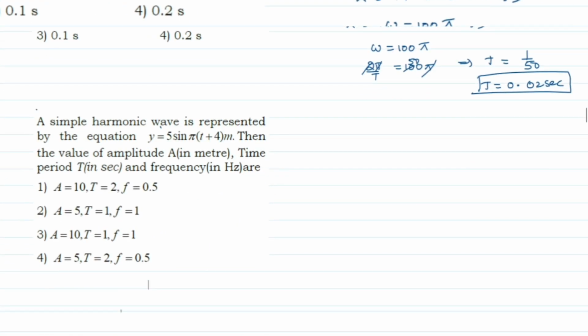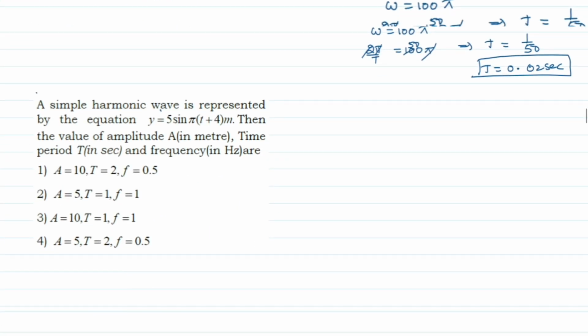Let us see the next question. The simple harmonic wave is represented by y equals 5 sin pi times t plus 4 meters. The value of amplitude they are asking in meters, the time period they are asking, and as well as the frequency.